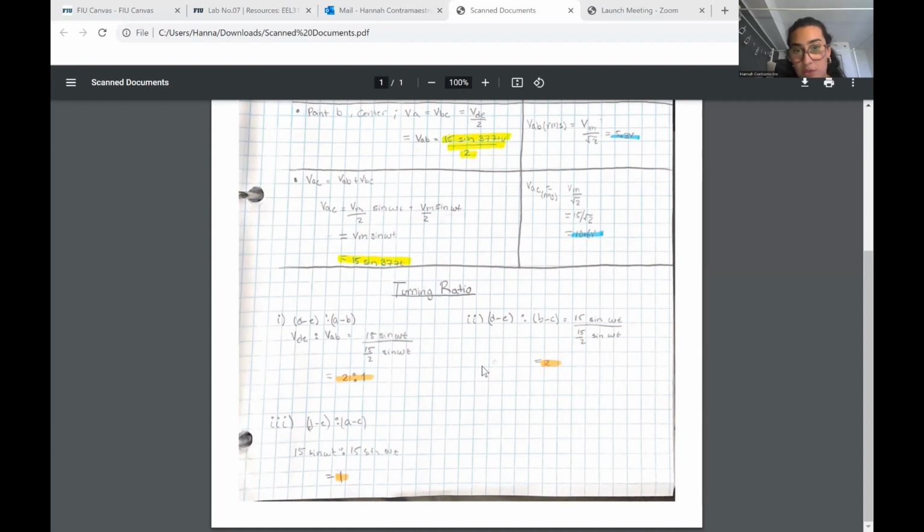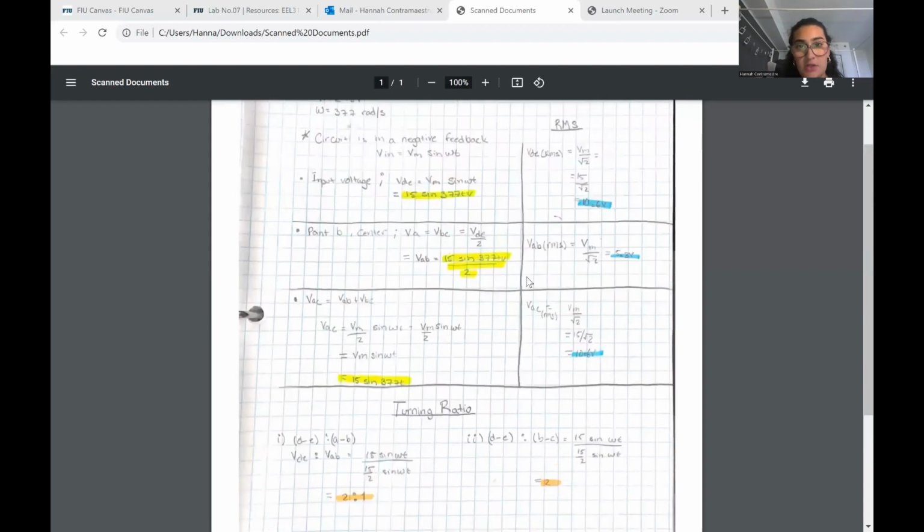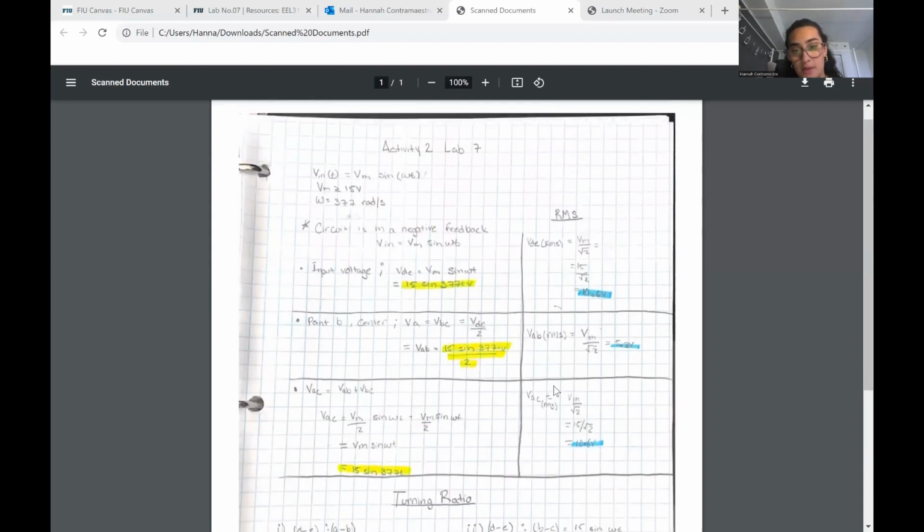And then for number 2, we do the same exact thing, and we get a ratio of 2. I don't know if you can see my screen. I think you can. But then for number 3, we do the same exact thing, and we get a ratio of 1. And that is basically our activity 2 of lab 7. Thank you.